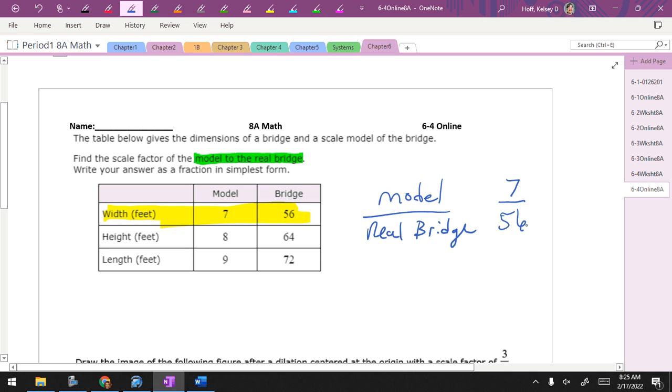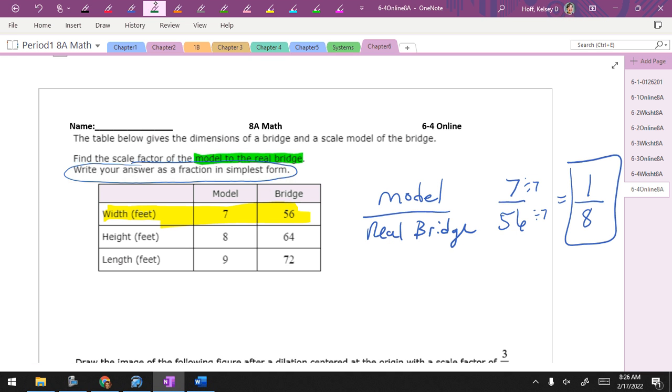56. Now notice it says write your answer as a fraction in simplest form. So we have to try to reduce. Guess what number we should try to divide out of there? 7. Divide out of 7. The only thing that divides into 7 is 7. So 7 divided by 7 is 1. 56 divided by 7 is 8. So your scale factor is 1/8.